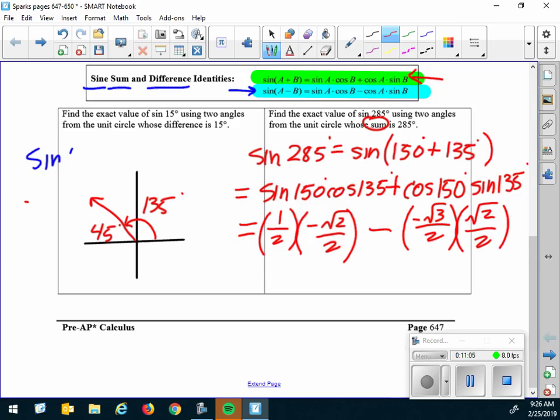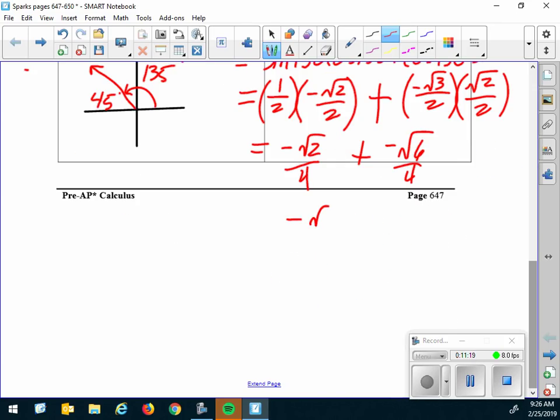And this is a plus. So what's our answer here? Negative square root 2 over 4 plus negative square root 6 over 4. So that gives us negative root 2 minus root 6 all over 4. And that's how you do these. That's the pattern. Next page.